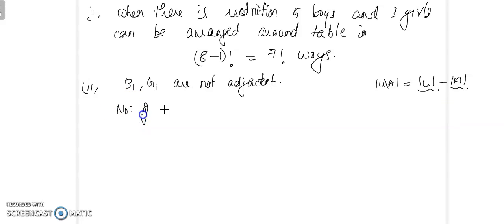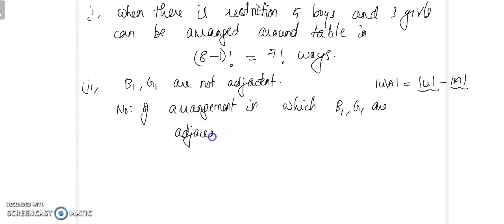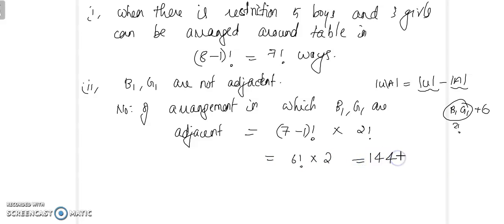So first let us find the number of arrangements in which B1 and G1 are adjacent. When they are adjacent, they will be considered as a single entity. So B1 and G1 will be considered as a single entity, and there were 8 in total earlier. So it will be considered as 6 plus 1. So total it is like arranging 7 people along a circle, that can be done in 7 minus 1 factorial, and B1 and G1 can be arranged among themselves in 2 factorial ways. Okay, so that will be equal to 6 factorial into 2. So that will be equal to 1440.